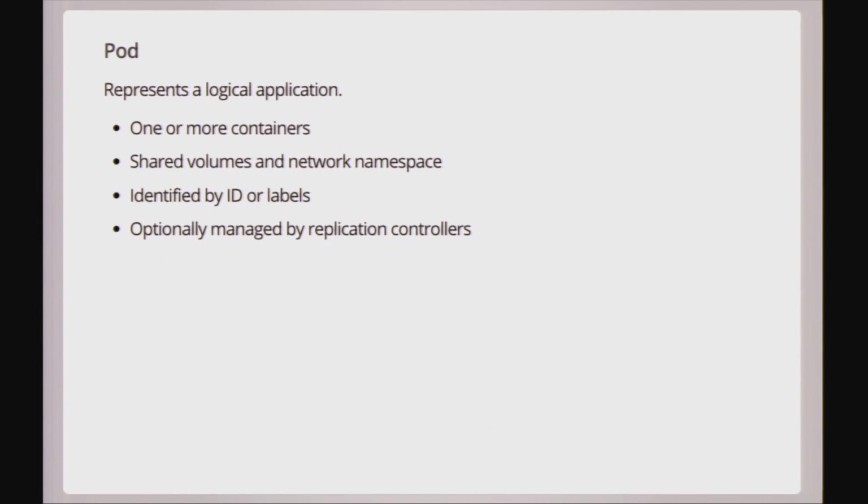Here's a pod, and a pod represents a logical application, one or more containers, shared volumes. So if you have that Rails migration script, it can look at the Ruby code. Sometimes people need the Ruby code in order to do the migration. And you can reach into the mount namespace to see that. And when you're in a pod, you actually share the same IP address, so you can address things in your pod on localhost. You don't have to go search for them. They're identified by IDs and labels, and they're optionally managed by replication controllers.